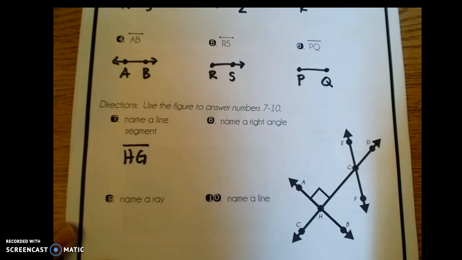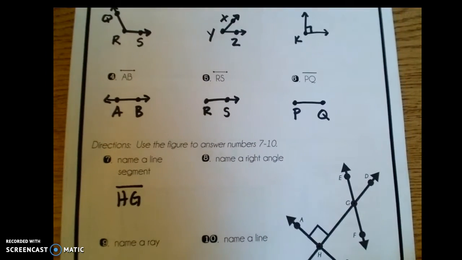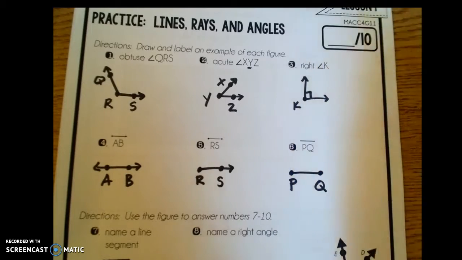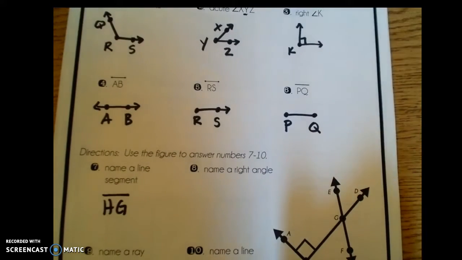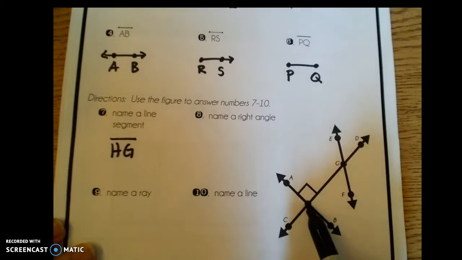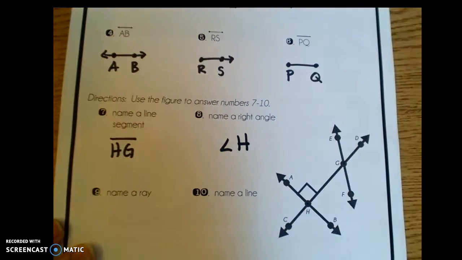Name a right angle. I see the symbol for right angle, and I'm going to name that just like it named it up here, right angle K. But it's not angle K, it's angle H. So I'm going to put angle H. This is a right angle.